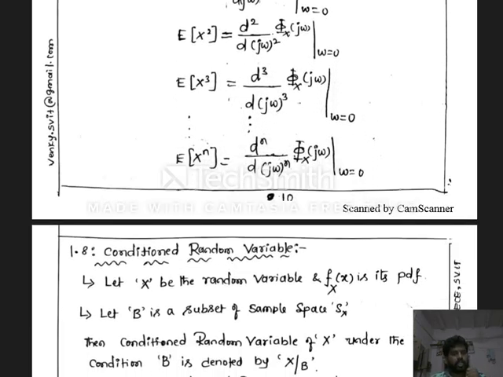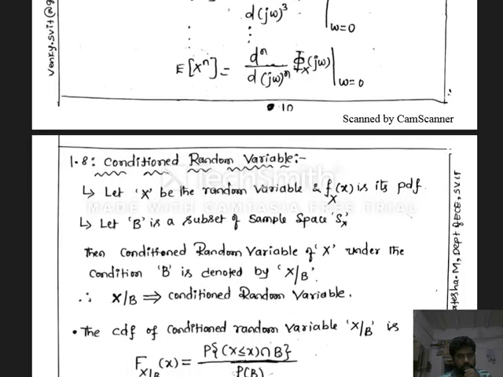Well, we'll move on to the next topic in the first module, that is conditioned random variable. So far we have considered the random variable x, and we have studied its probability density function, cumulative distribution function, and we have studied the expectation operator for the random variable x. Now in this topic we will consider a subset of the sample space Sx as a condition.